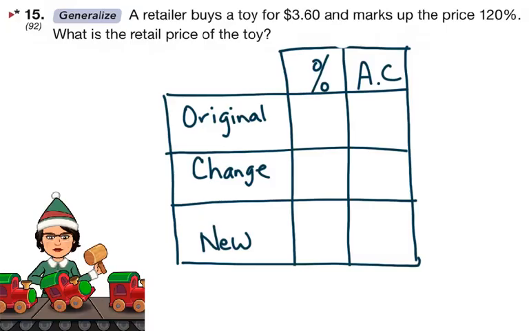What, Miss Stoll, another ratio box? Yes, you should be getting really good at these by now, right? Okay, a retailer buys a toy for $3.60 and marks up the price 120%. Wow, that's a big markup, isn't it? So our change is 120%. What was our original? Excellent, 100%. Now don't let that fool you, 120%. It tells you they marked it up 120%.